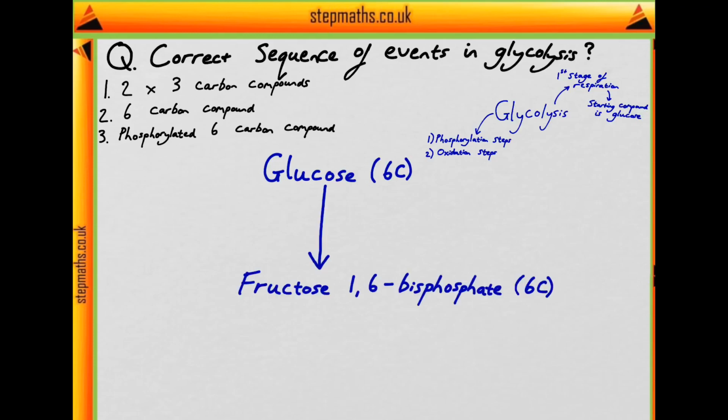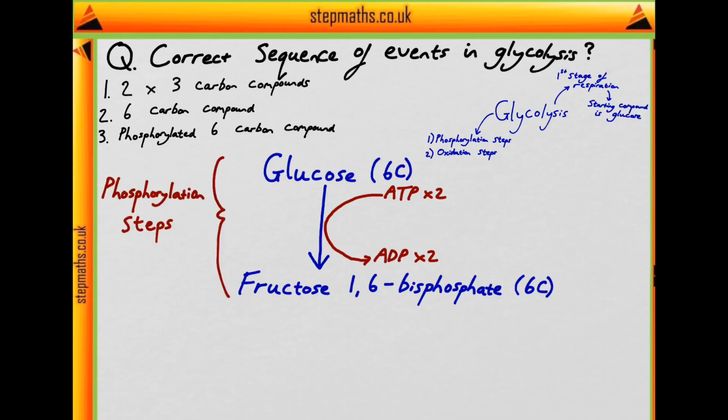Well, glucose gets converted into fructose 1,6-bisphosphate, which is a phosphorylated 6-carbon compound. As it's been phosphorylated, 2 ATP molecules were required to provide the 2 inorganic phosphate groups to convert glucose into fructose 1,6-bisphosphate. And this comprises the phosphorylation steps of glycolysis.